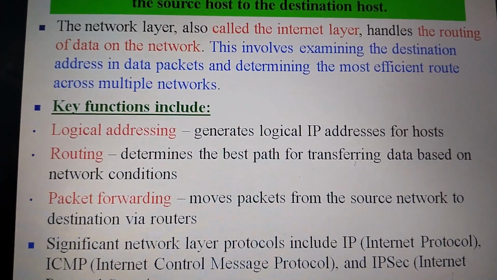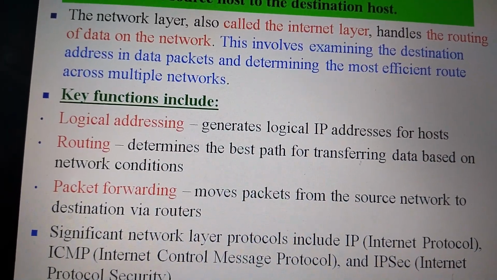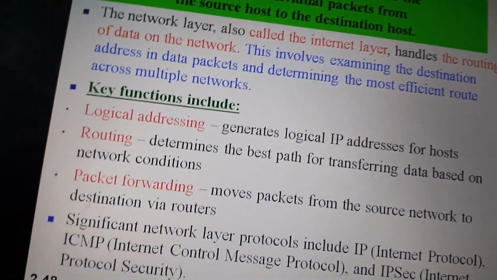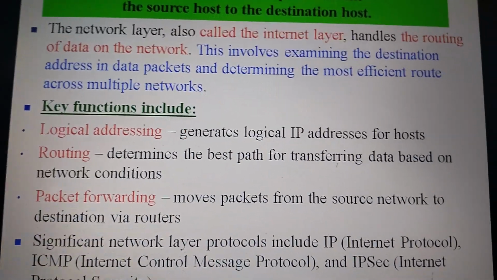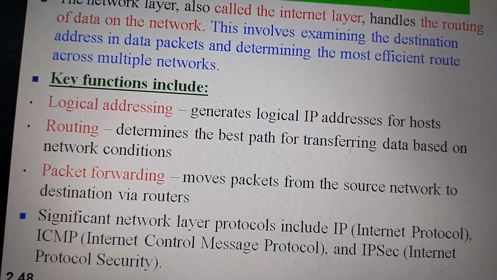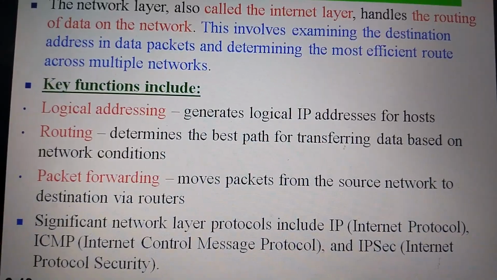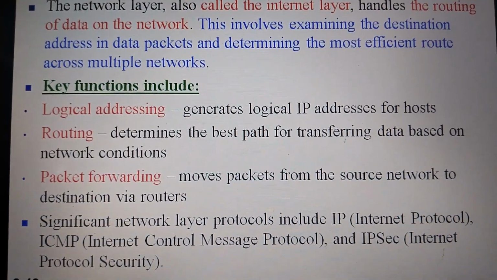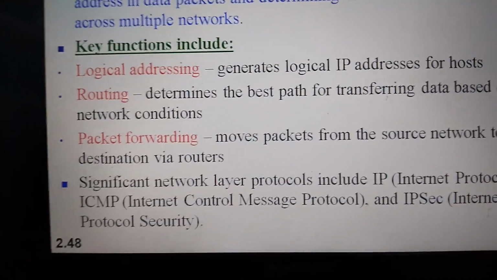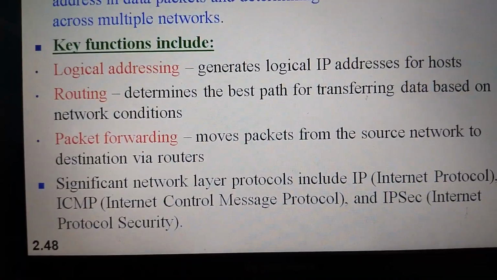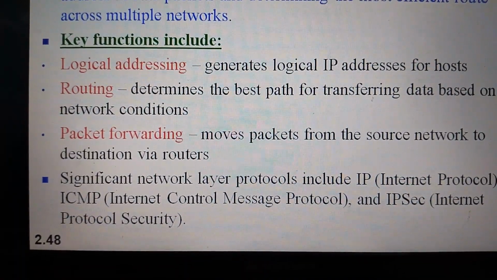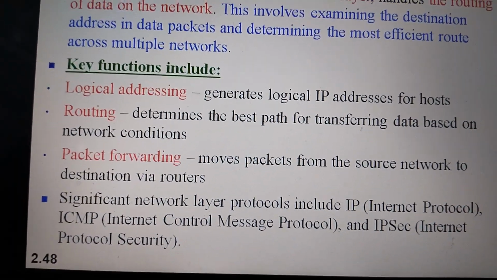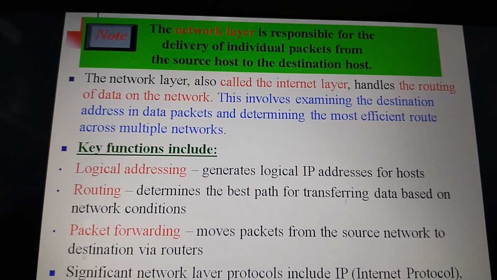What are the responsibilities here? Logical addressing, routing, and packet forwarding. Logical addressing means that by seeing the packet address, it examines the destination address, so it logically addresses the path, routes the path, and forwards the packet. This layer contains the protocols IP, ICMP (Internet Control Message Protocol), and IP Security Protocol. These are the protocols in the network layer.